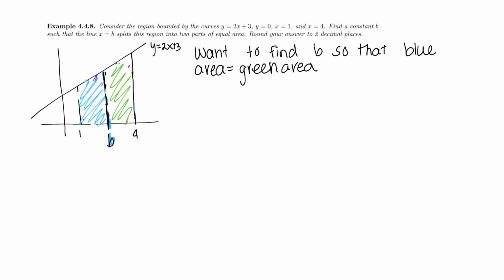Take a moment and think. Now, are there ways to do this geometrically? Maybe. But let's not think geometrically. Let's think integrals here. We want the blue area to equal the green area, and we want our dog to not bark.